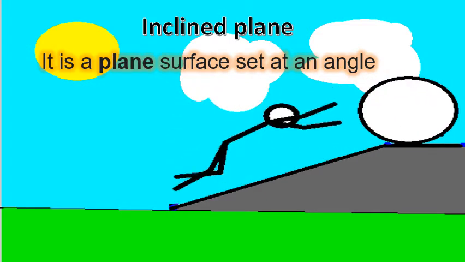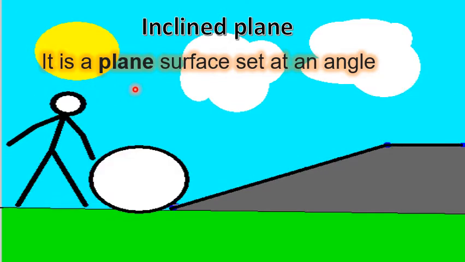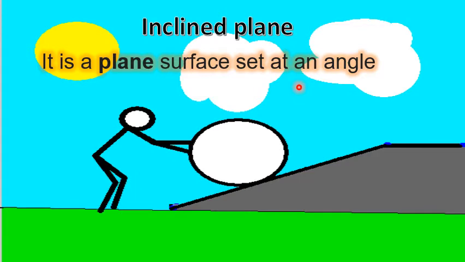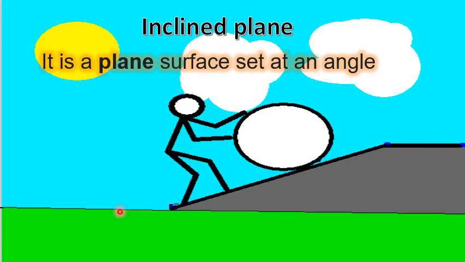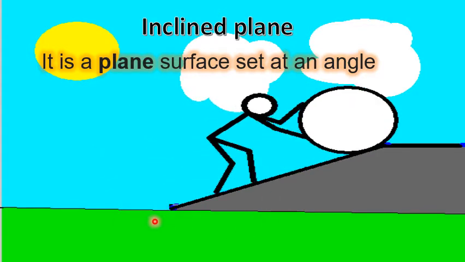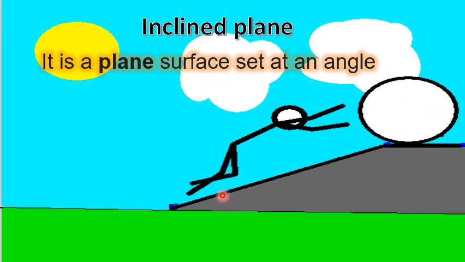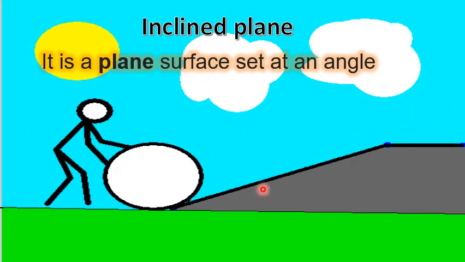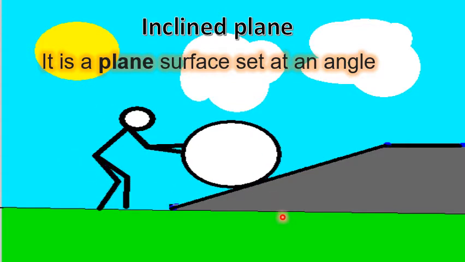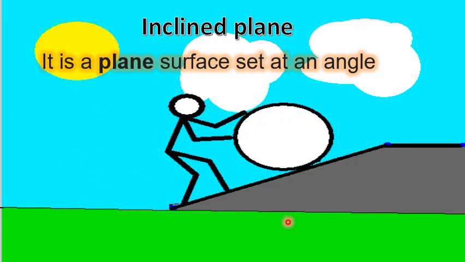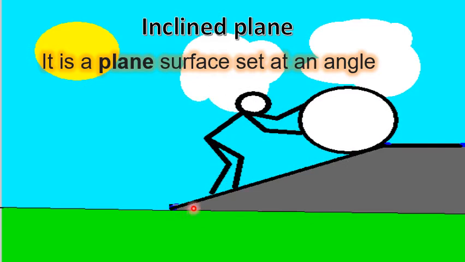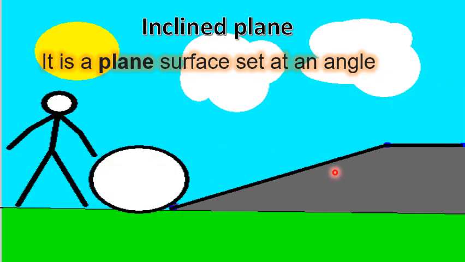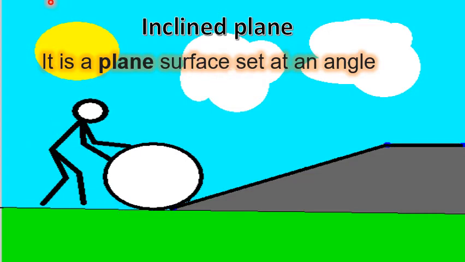So let's read it out. It is a plane surface set at an angle. You can see that this is the main ground, and this is also a plane surface, but it is set at an angle. This making of an angle is just bringing the surface upwards. Okay, so this is how we can call it an inclined plane.